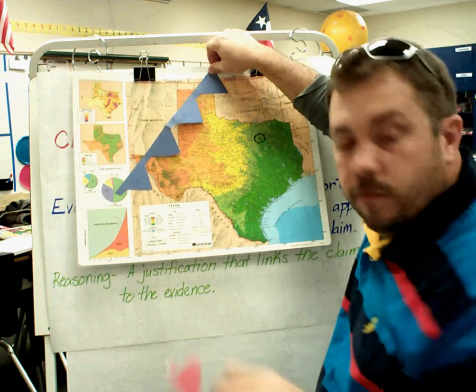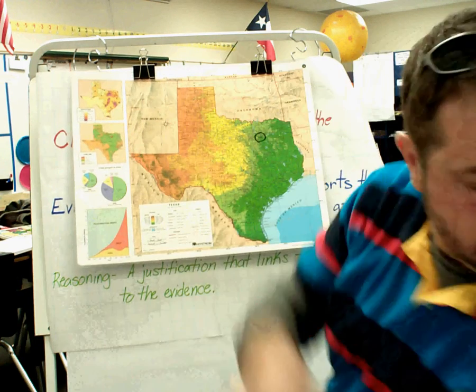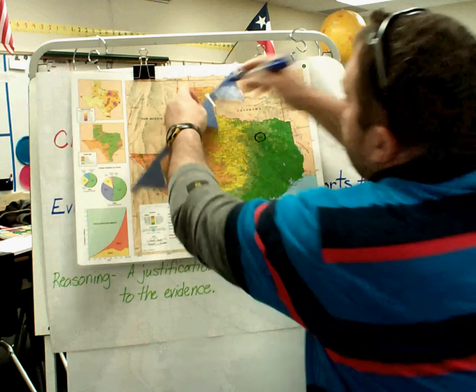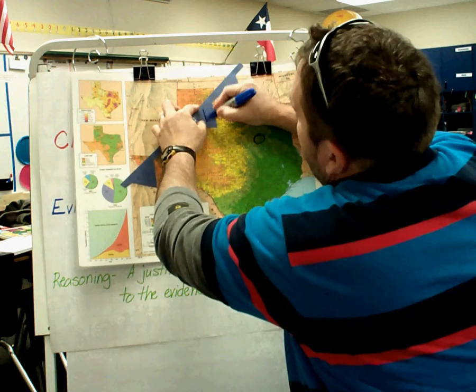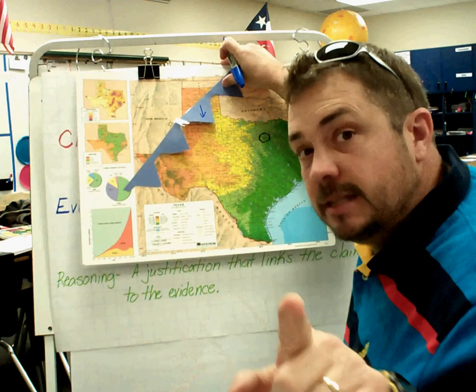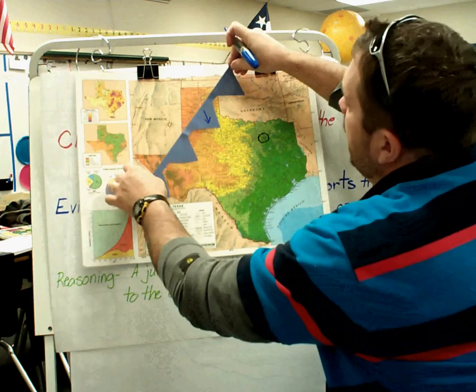The cold front means that our air pressure is dropping. I can put a little arrow right here. My air pressure is dropping. Remember, drop in air pressure means that the weather's going to get bad. So I've got this coming.